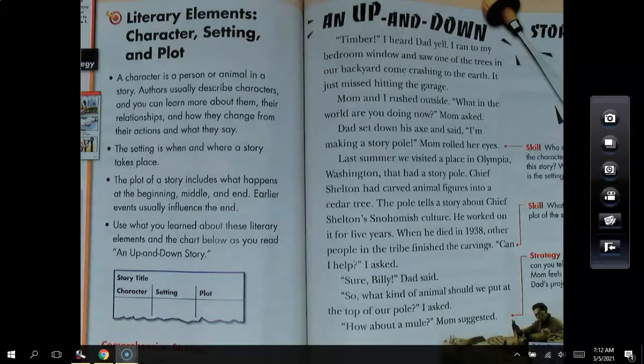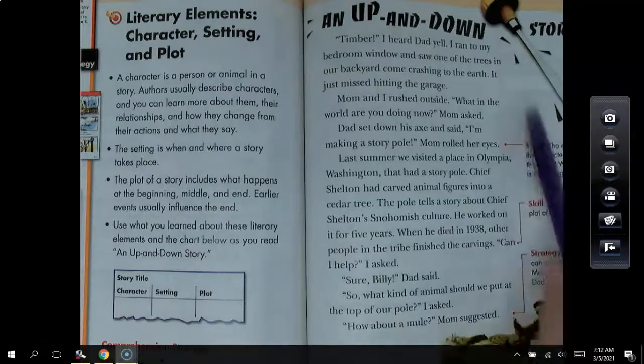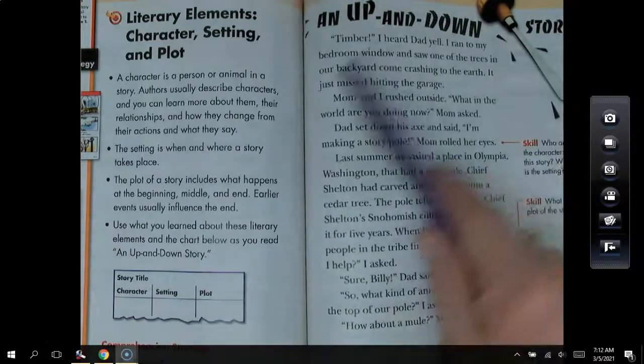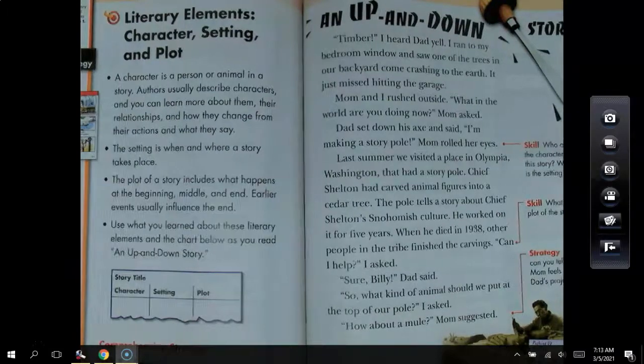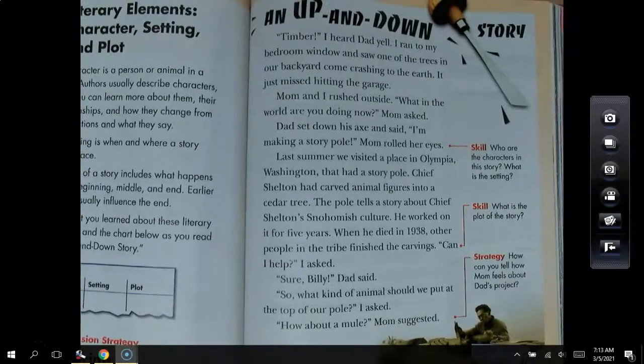Now, what we're going to be doing is reading our story on page 409 called An Up and Down Story. We're going to read this story and then we're going to fill out a literary elements chart. So as I read you the story, I want you to think about those different pieces the author will put together to help us make the story: the characters, the setting, and the plot. Because we're going to be filling out a graphic organizer that relates to all of that. So let's go ahead and look at page 409.